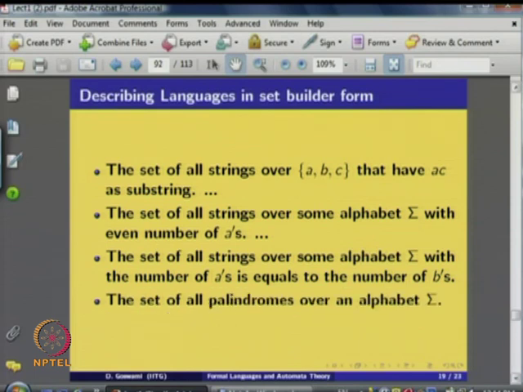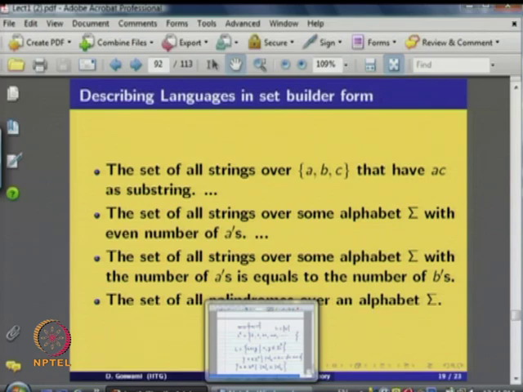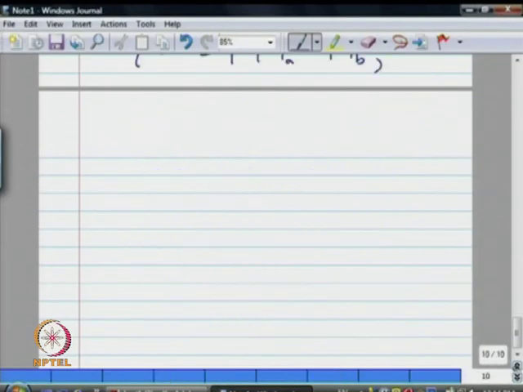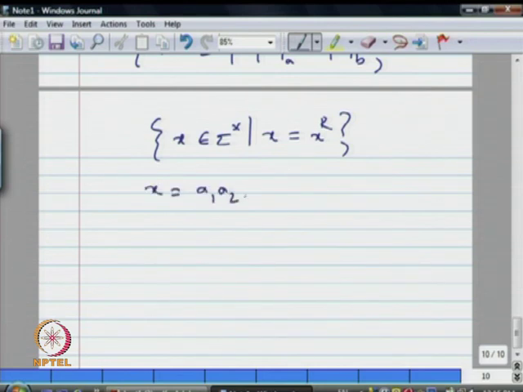Consider the set of all palindromes over an alphabet sigma. To represent this, we can use the notation of reversal. The palindrome language can be written as the set of all strings x belonging to sigma star such that x equals x to the r, where x to the r is nothing but the reversal of the string. That means if x equals a1, a2, ..., an, then x to the r is simply an, an minus 1, ..., a2, a1. Since in the case of a palindrome every string should read identically from left and right, we have this condition.